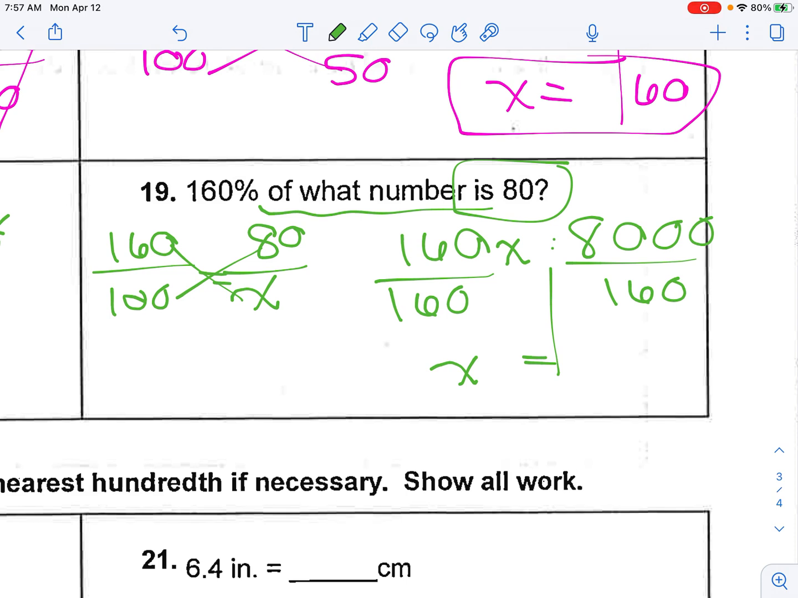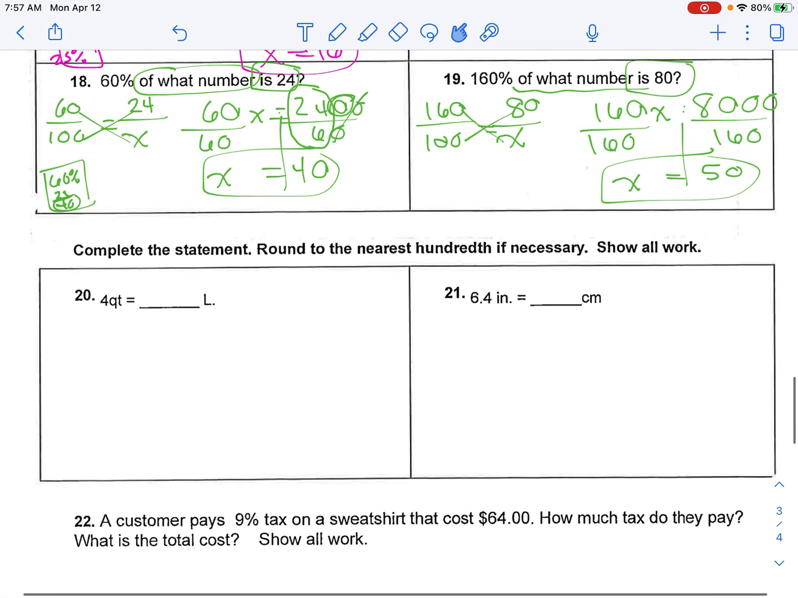You all are allowed to use your calculator. So on your calculator, if you do 8,000 divided by 160, you get 50. X equals 50. You guys know you can pause this video at any time if I'm going too fast.